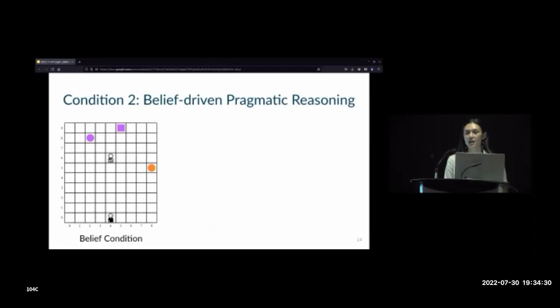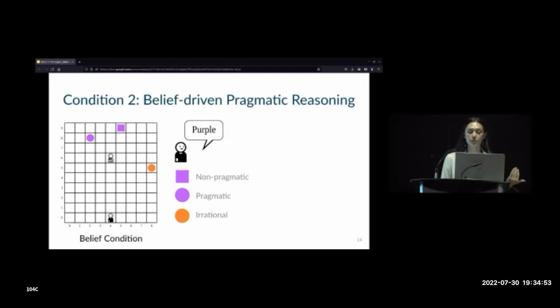The next condition we have is this belief-driven pragmatic reasoning condition, and it's purely based on linguistic pragmatics, similar to the signaling game. And the case here is that utility can't help you solve this task. So all items are going to be closer to the participant than to the signaler. And not only that, but any item consistent with the signal is going to be equidistant from the participant. So in this case, if the signaler says purple, you should again reason very similar to the original language game, that the purple circle is the pragmatic option, whereas the purple square is the non-pragmatic option.